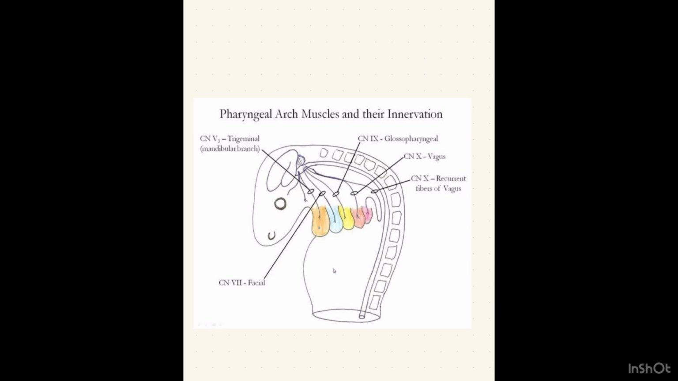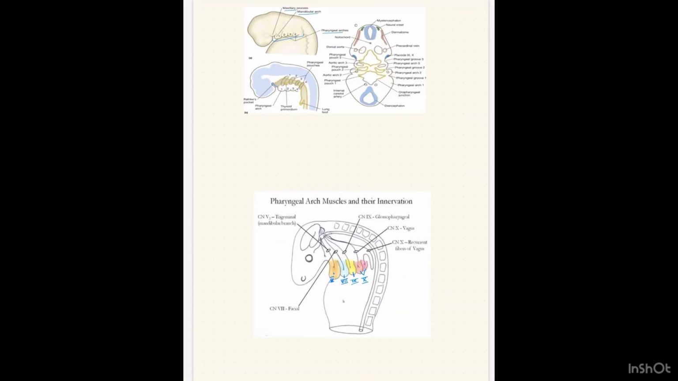This is the first pharyngeal arch. The one in orange is the first pharyngeal arch, supplied by trigeminal nerve. This is the second pharyngeal arch, supplied by seventh cranial nerve. This is supplied by the glossopharyngeal nerve, that is the third arch, and fourth and sixth arch will be supplied by the vagus, that is the 10th nerve. Then let us move on further.